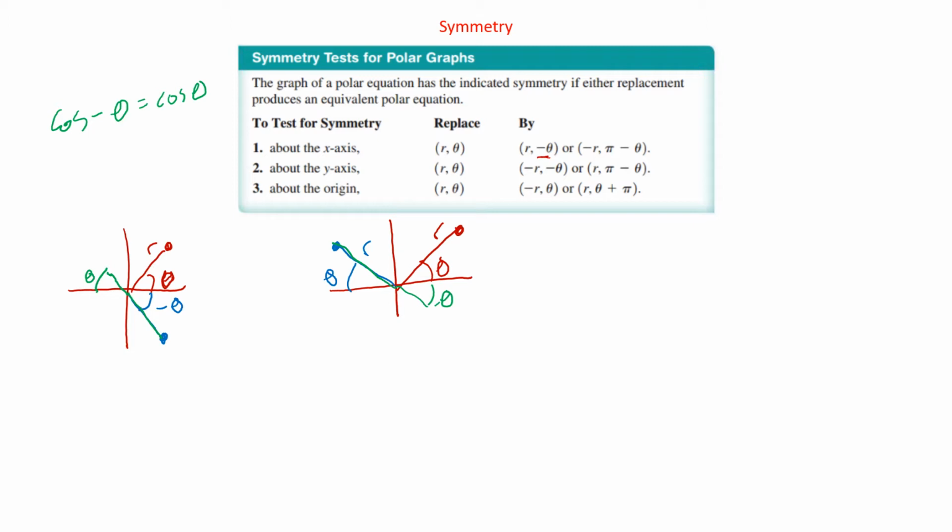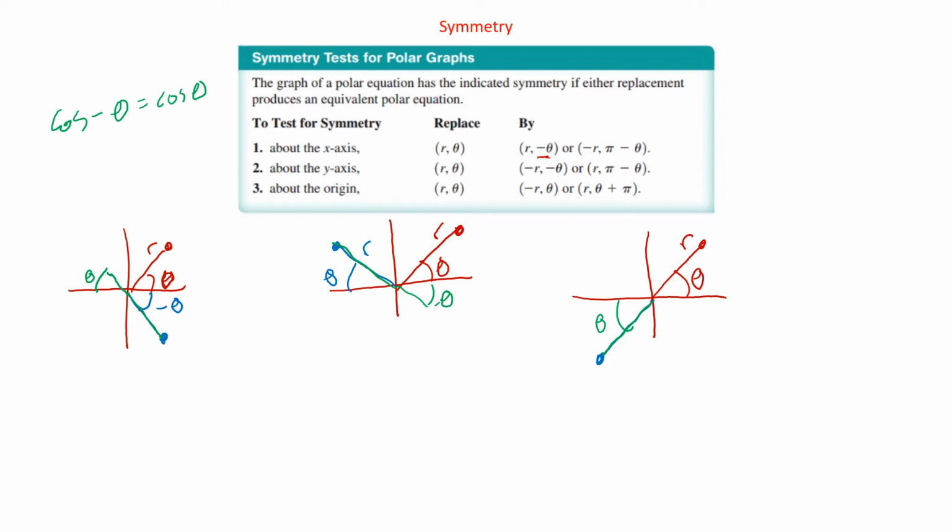Now symmetry about the origin is going to be where we have that 180 degree rotational symmetry. So we have the r and the theta. We could go just negative r on that same angle, or we could go r and pi plus theta. So those are the different ways we could look at symmetry.